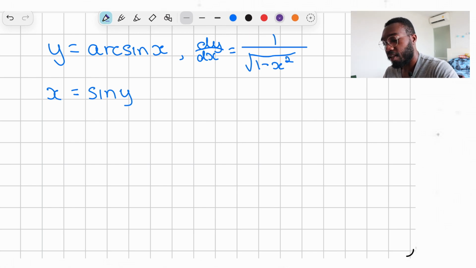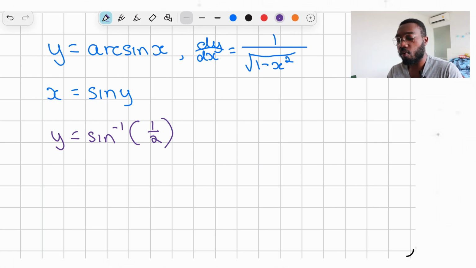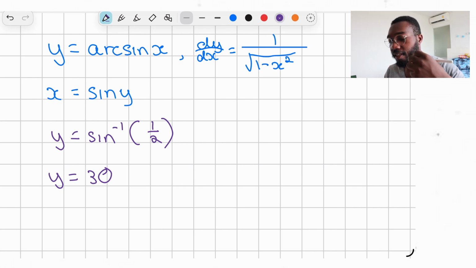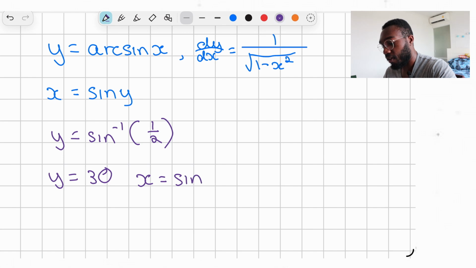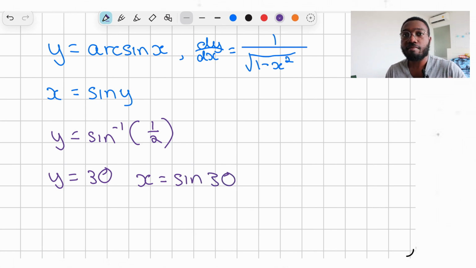Let's say y is equal to the inverse sine of a half. If you put that into your calculator in degrees, that would give you the answer that y is 30. Now let's think of it the other way. If we knew what y was and we want to look at x, if we had x is equal to sine 30, you put it into your calculator, you would get a half.